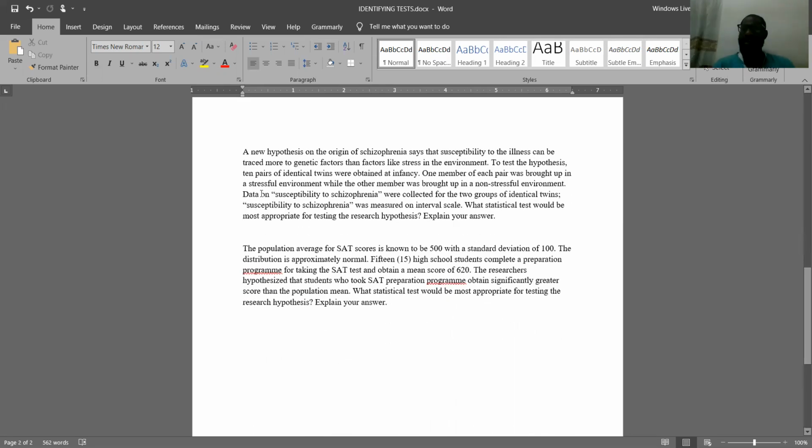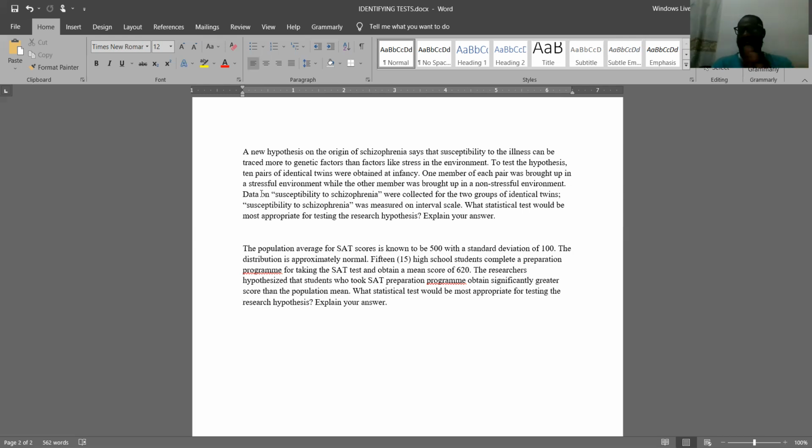All right. Then with the next question. The next question has to do with them comparing identical twins. And they are trying to measure susceptibility to schizophrenia. So susceptibility to schizophrenia is the dependent variable. And when you read further, they are telling you each member of the identical twin, one of the members was placed in a stressful environment and the other member was placed in a non-stressful environment.